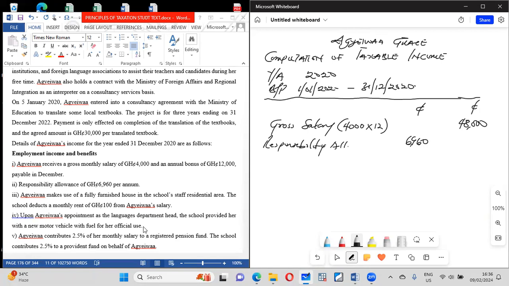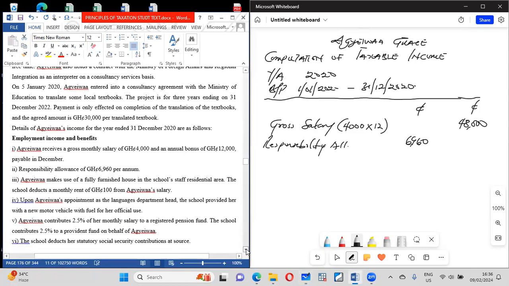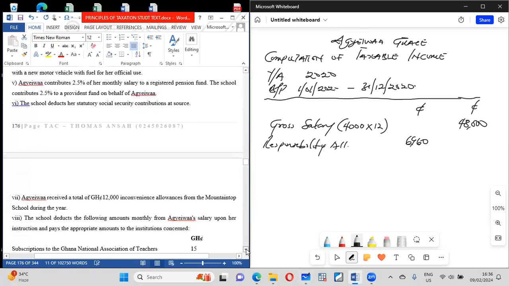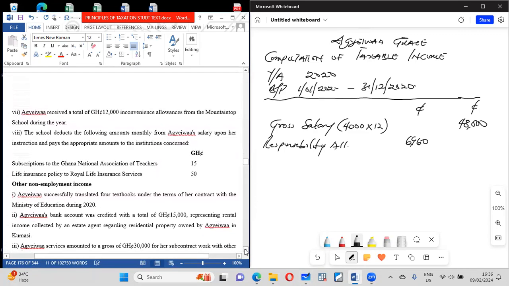What else? Ejewa is appointed. I saw some other allowances. So when you are solving the question, you need to underline certain things in the question. Ejewa received a total of inconvenient allowances from the school. So make sure that you underline those things that you use. All right. So that is 12,000.